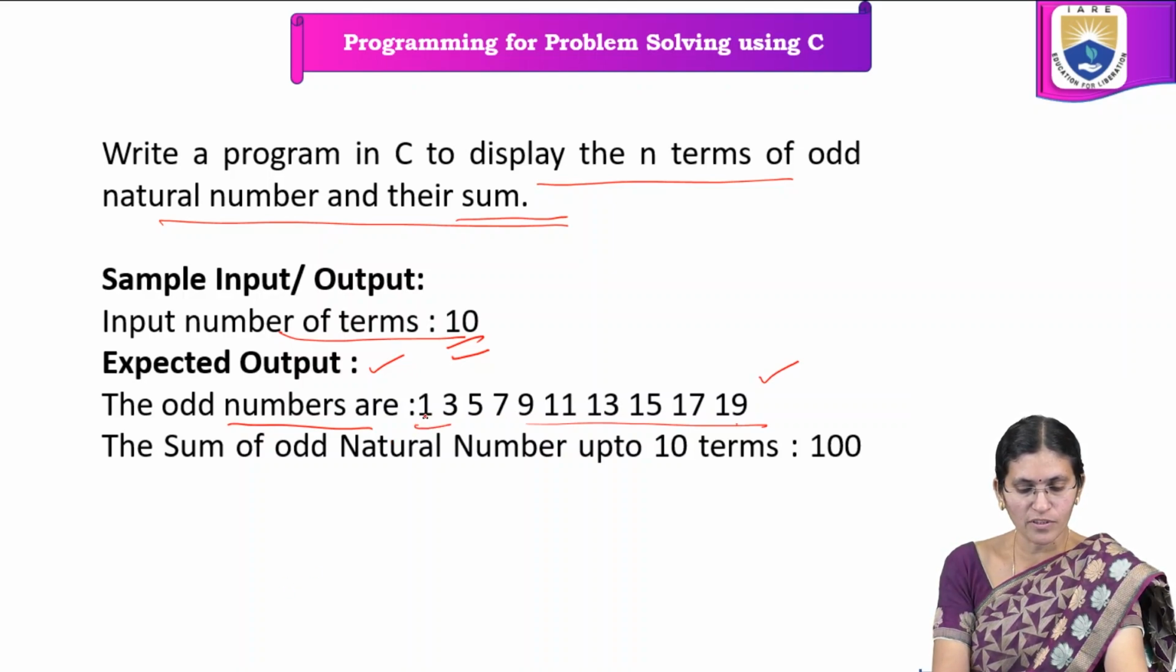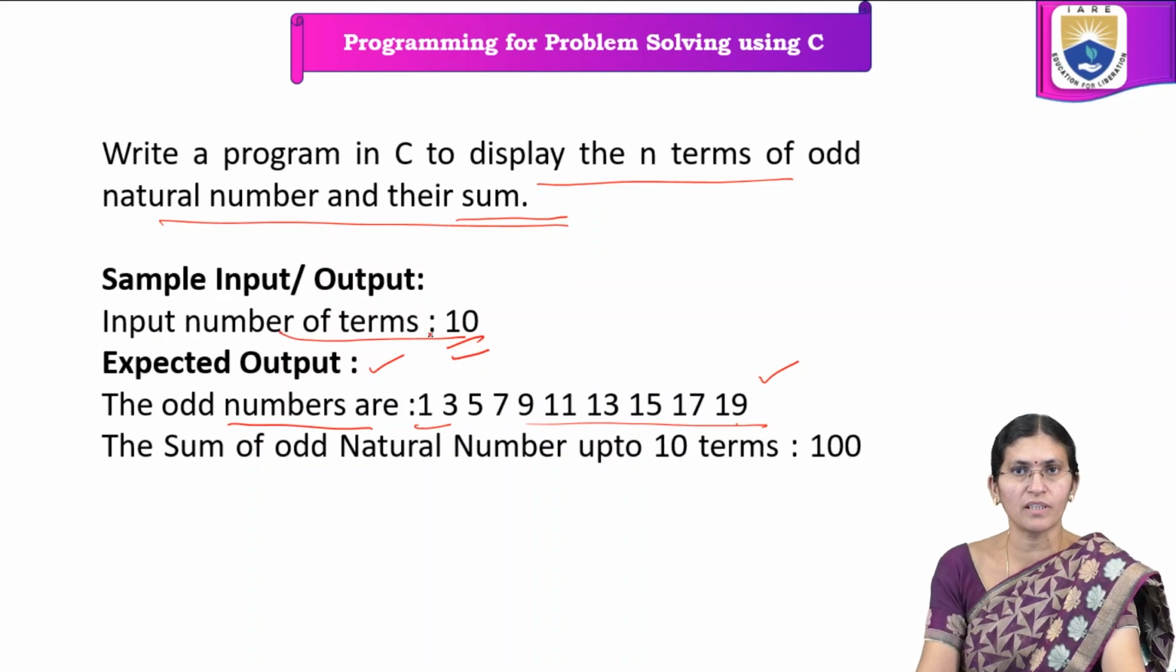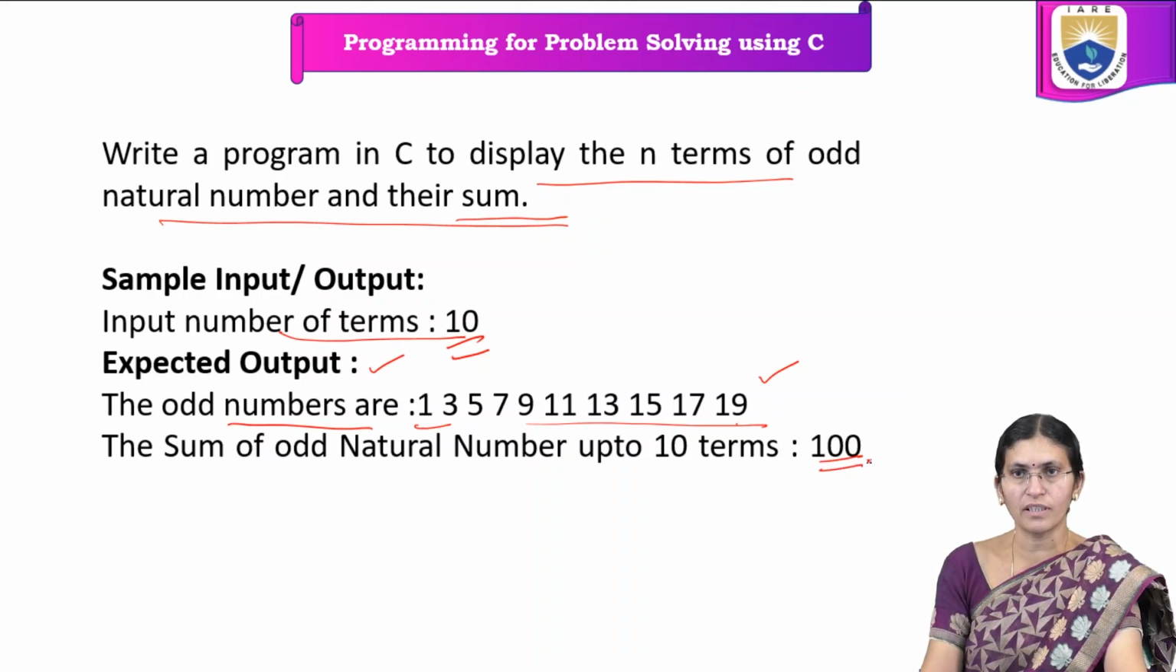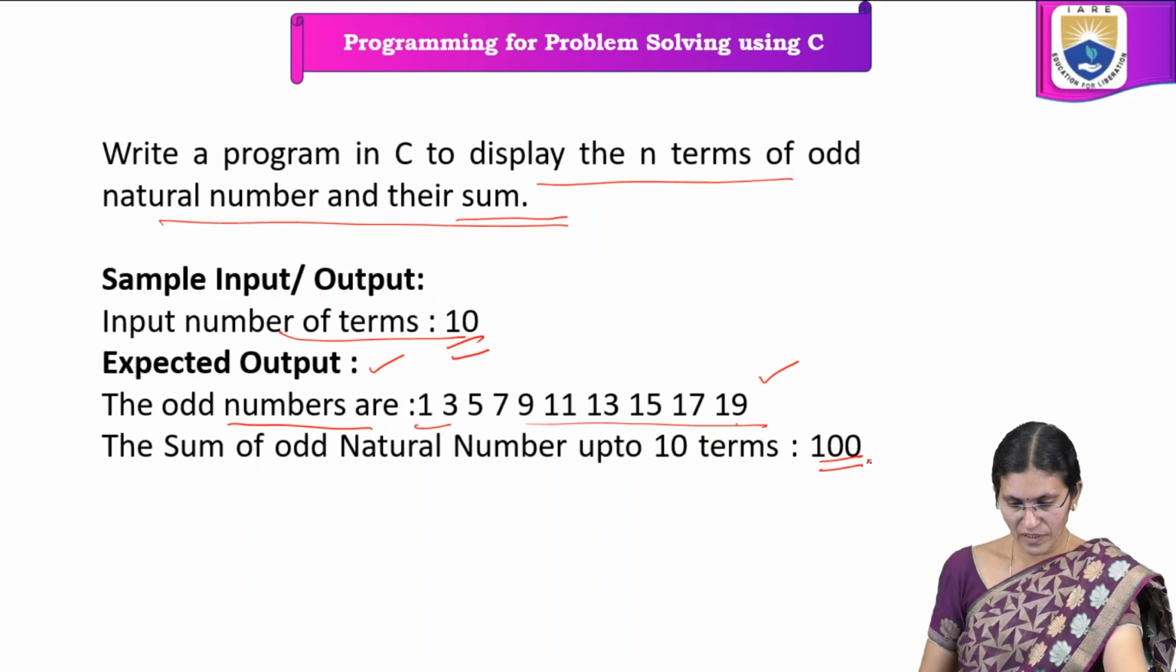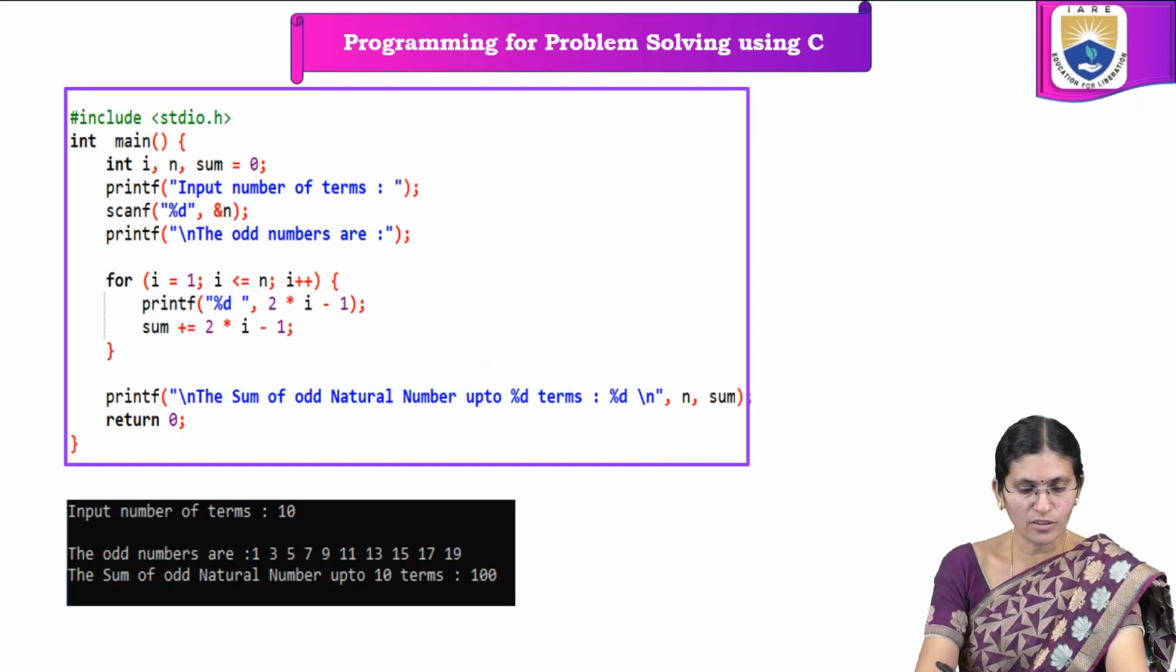As you can see here, the first number is 1, the second is 3, so the total count is 10 here. We need input number of terms as 10, therefore 10 odd numbers are printed. In addition to that, the sum of these odd numbers is also to be printed, so it comes out to be 100. So let us see how we can write this program.